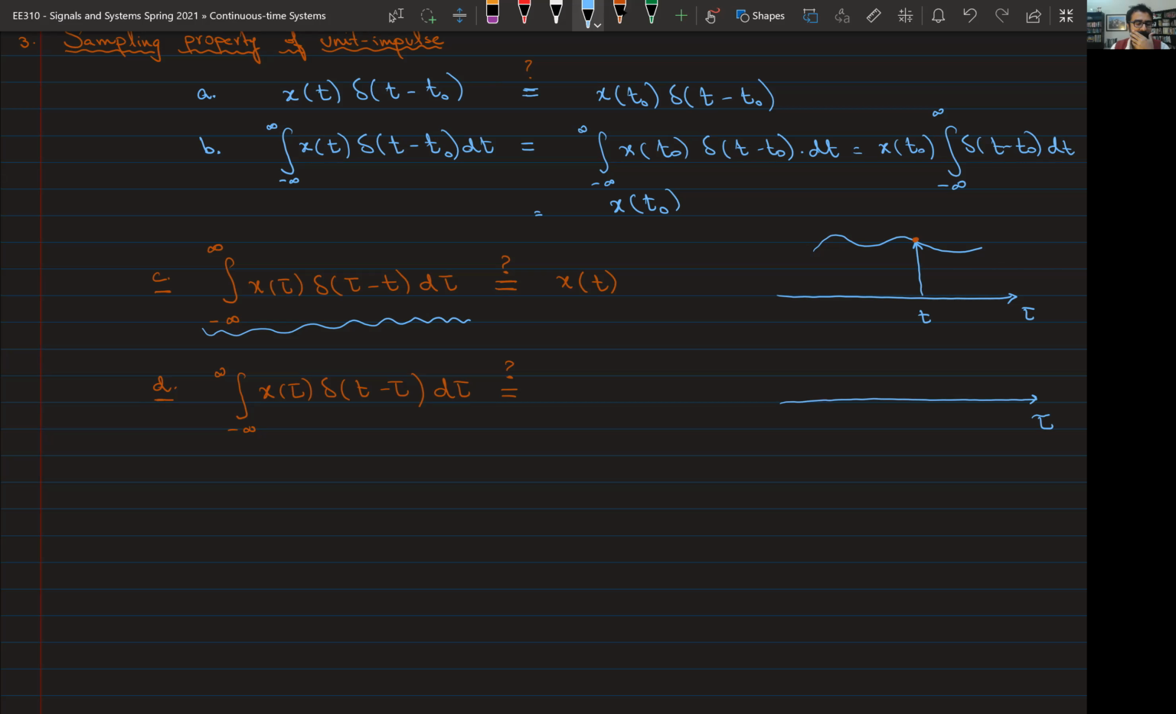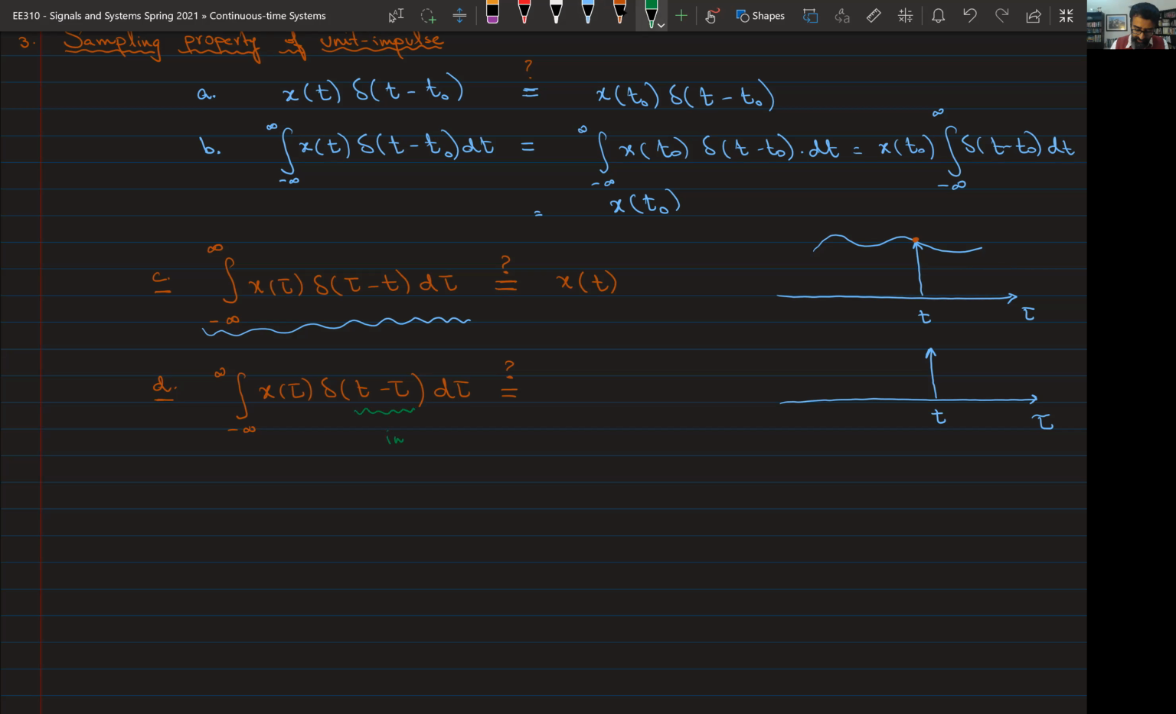Right? So for this, you need to first of all figure out what delta t minus tau is going to look like with tau as the independent variable. And you can verify, and it should be clear, that this is nothing but the same delta which resides at t. So delta of t and delta of minus t are exactly the same. Or another way you can think about this is that there's going to be an impulse when this argument is equal to 0.